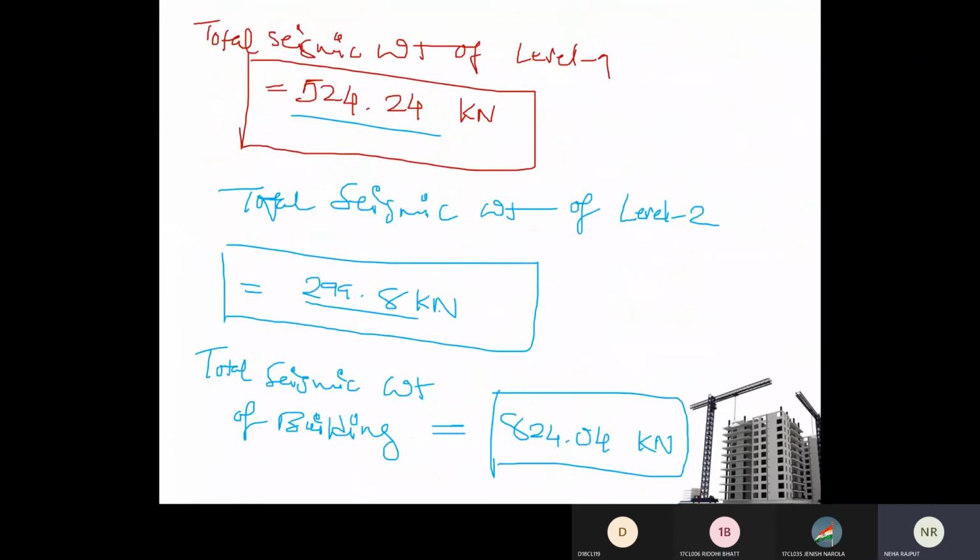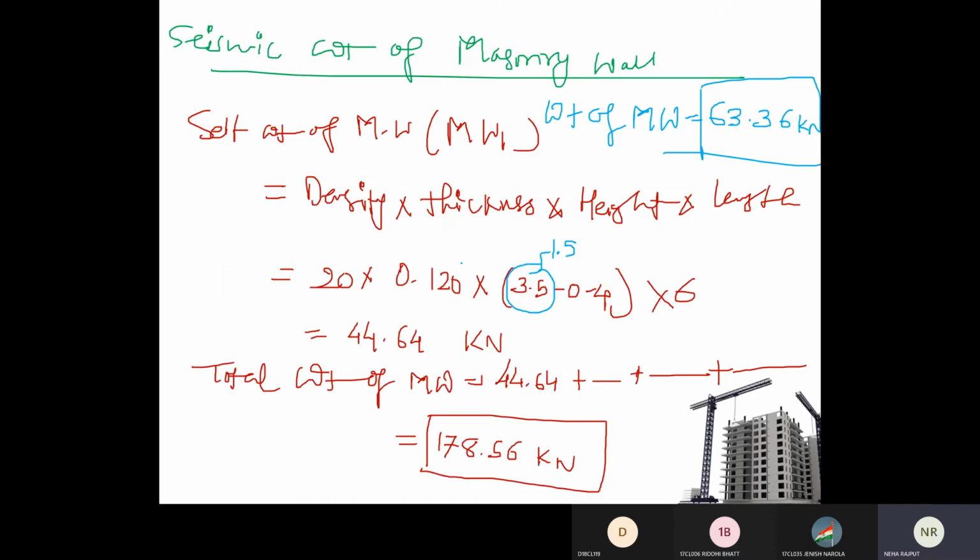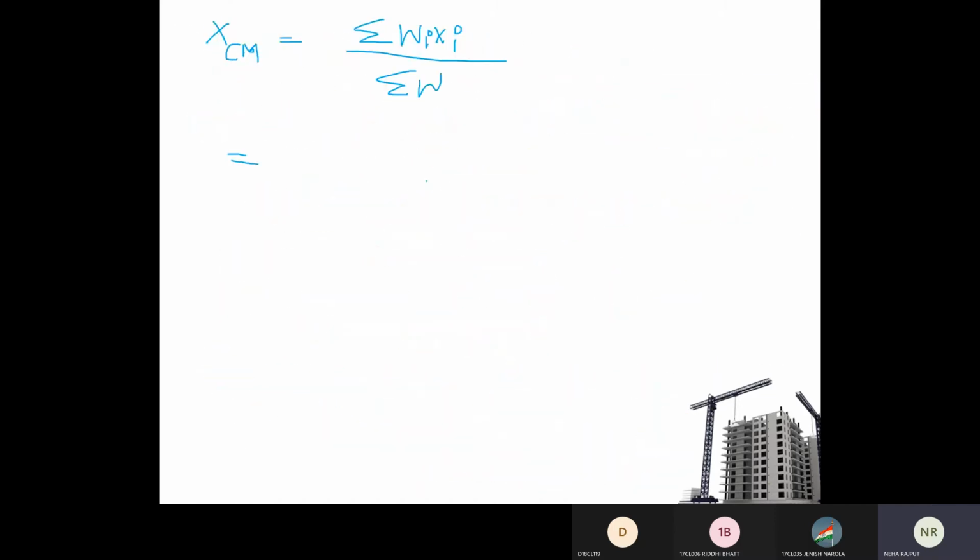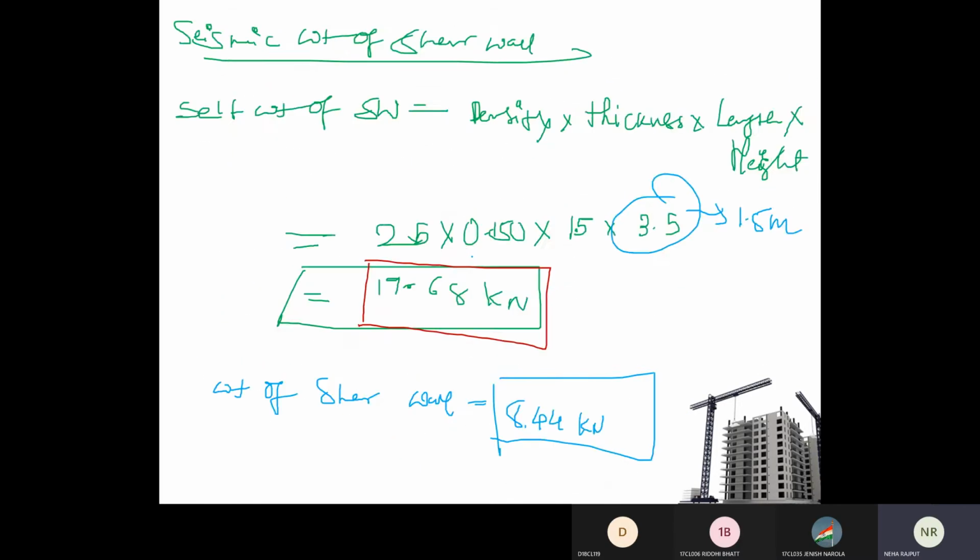Right? Chalo, now we'll do the center of mass calculation. So in the x direction, center of mass is equal to summation of Wi xi upon summation of W. Now, if the plan is very small, then you can do this calculation very easily. What is the meaning of Wi xi? Seismic weight of each and every component or member into its xi distance.